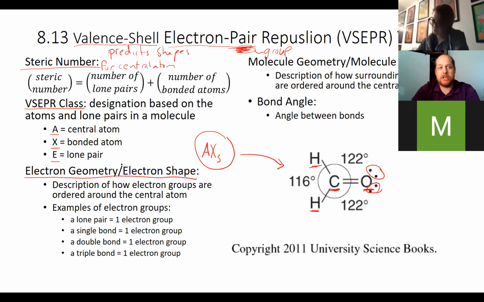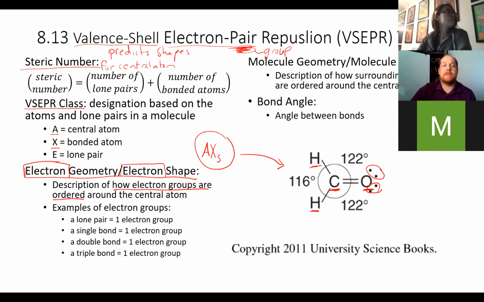And the key here, when I say geometry or shape, it's going to be relating the electrons to each other in the electron geometry and electron shape, okay? And so what this does is it's going to describe how electron groups are ordered around that central atom. Now, the images we'll be looking at are going to be two artist renderings, right?